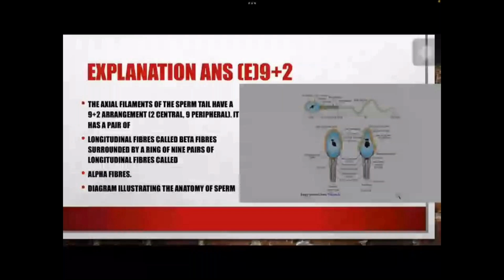Okay, so next question is which of the following arteries is a branch of internal iliac artery? Options are A, cystic, B, deep circumflex, C, femoral, D, ovarian, and E, uterine artery. Uterine artery. Yes, the uterine artery is a direct branch of internal iliac artery.